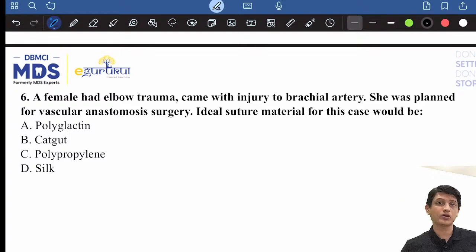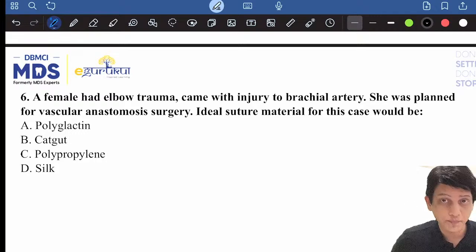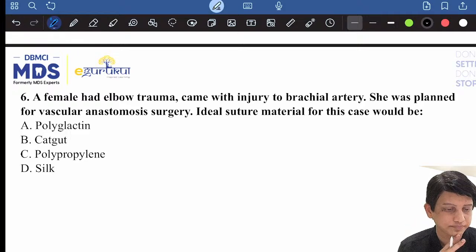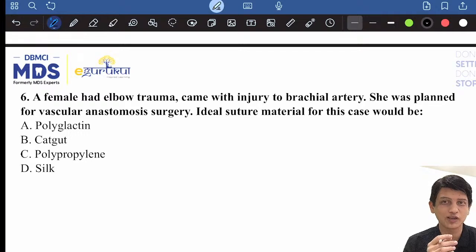See, I may not have told you directly, but you know what is polyglactin, what is catgut, what is everything. So for a vascular anastomosis, although I have mentioned this in the class, which suture may be very useful for small arteries like the brachial artery, very small arteries, to join that? Which suture may be helpful? Please tell. Again, all are right.